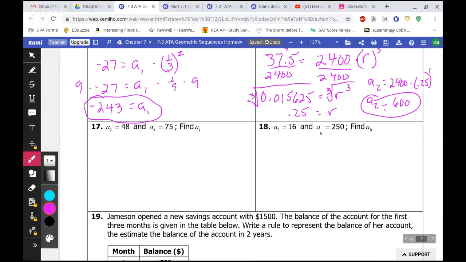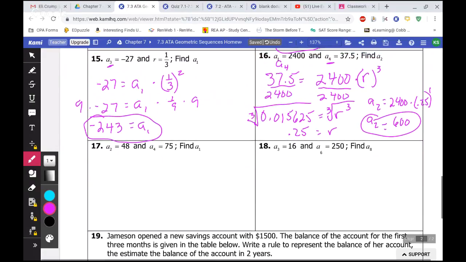Could you do that all by yourself at this point? Probably not that one because it was a little weird, but I understand how you did it. Yeah, it was a little weird, wasn't it? All right. Well, number 17 is a little like it in that we're going to plug in what we know. So we know that 75 is the value of the fourth term.